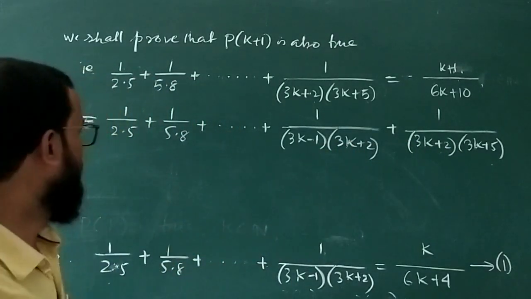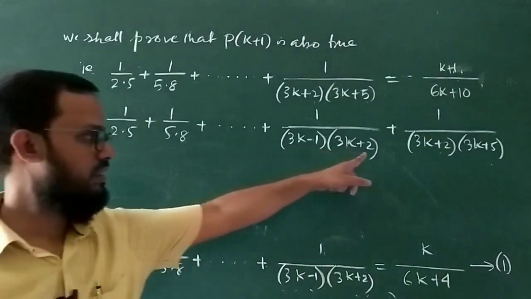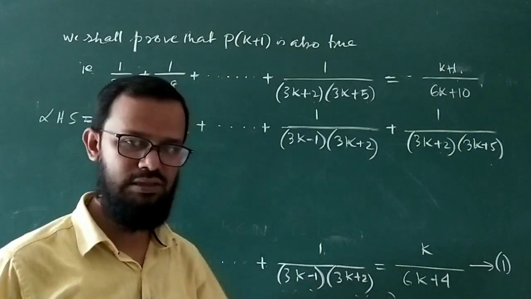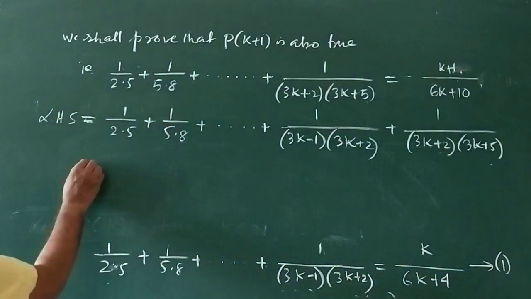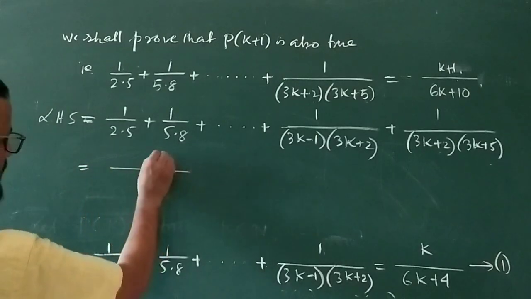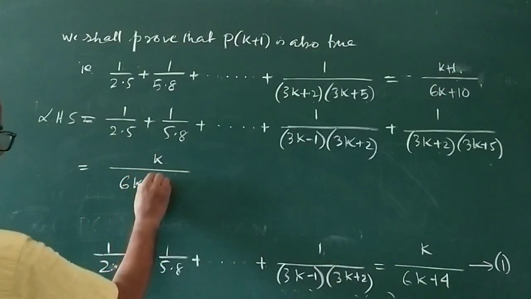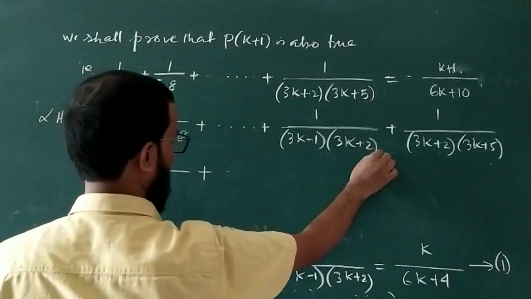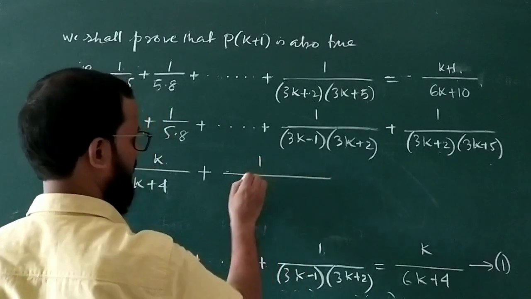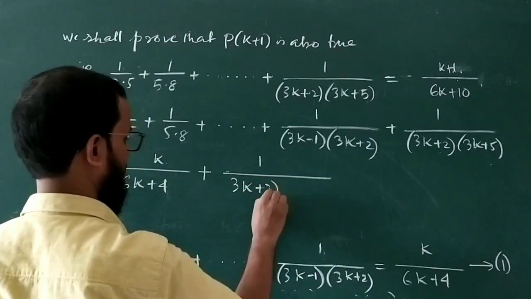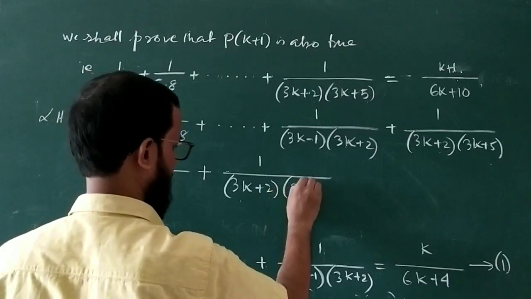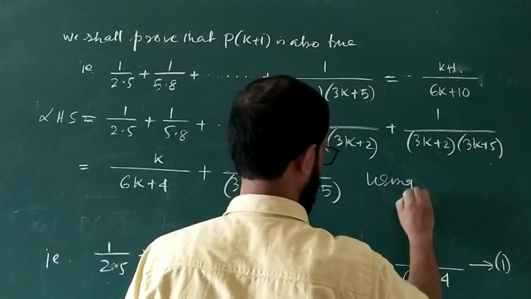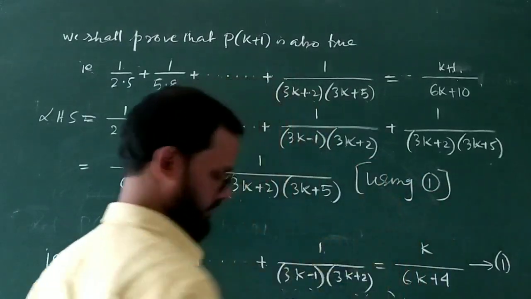Understood? And now from here to here, applying relation 1, you can replace this by k by (6k plus 4). So from here you can write k by (6k plus 4), and this term is up to this level, and the last term is 1 by (3k plus 2) into (3k plus 5). So you write using relation 1.